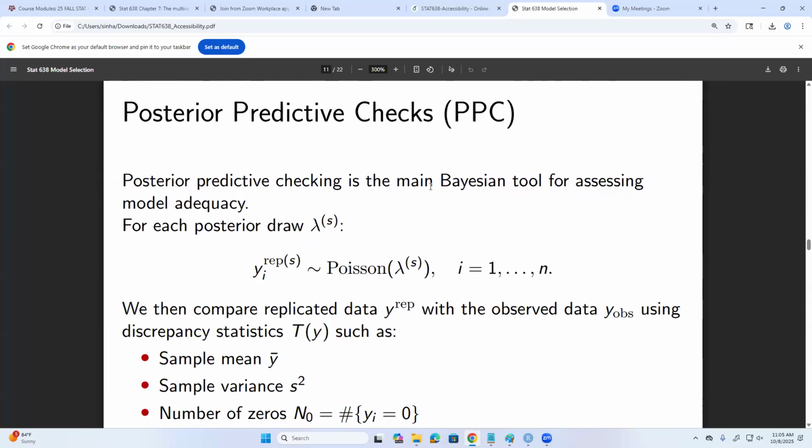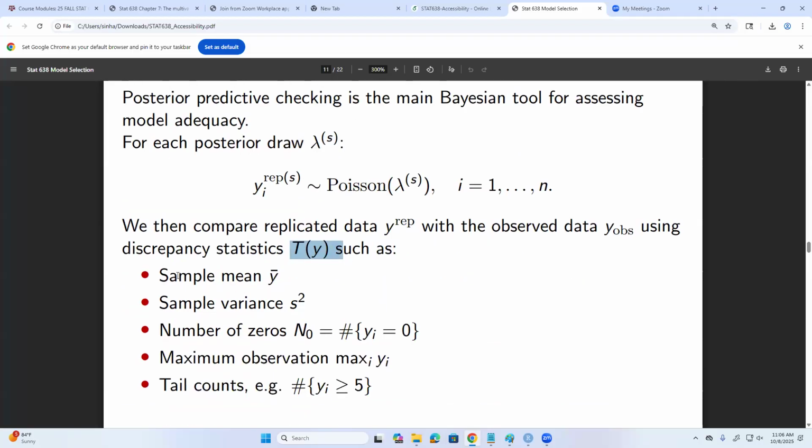Now, posterior predictive checking is the main Bayesian tool for assessing model adequacy. For each posterior draw lambda s, we sample replicated values yi s from the Poisson distribution, i equal to 1 to n. We then compare replicated data with the observed data using a discrepancy statistic T(y). T(y) could be the sample mean, the sample variance, the number of zeros, the maximum observation, the maximum of yi, or a tail count, such as the number of observations yi greater than 5 or greater than 6, whichever is reasonable.